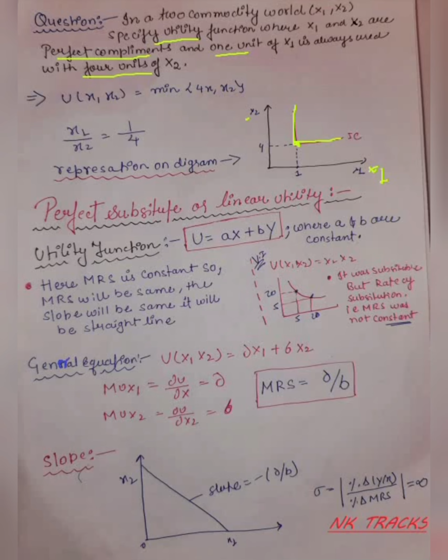Okay, so our next topic is perfect substitute or linear utility function. So both are the same thing. Okay, and always remember, when there is a case of perfect substitute or linear utility function, the MRS is constant. MRS is always constant. But in the case of a substitution, not a perfect substitution, MRS is not constant. The reason why, because the rate of substitution differs.